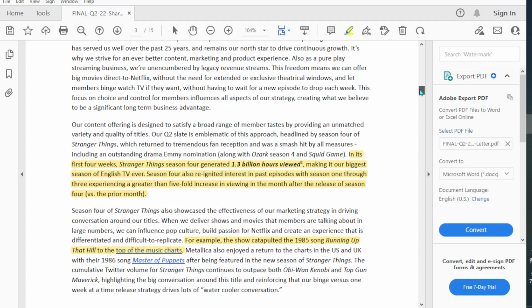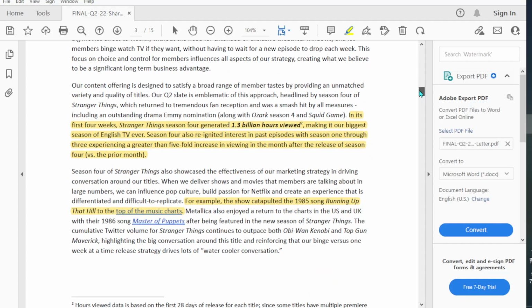So scroll down a little bit. So now they're talking about Stranger Things. So it says, in its first 4 weeks, Stranger Things season 4 generated 1.3 billion hours viewed, making it our biggest season in English TV ever. It says season 4 also reignited interest in past episodes, with season 1 through 3 experiencing a greater than 5-fold increase in viewing in the month after the release of season 4.